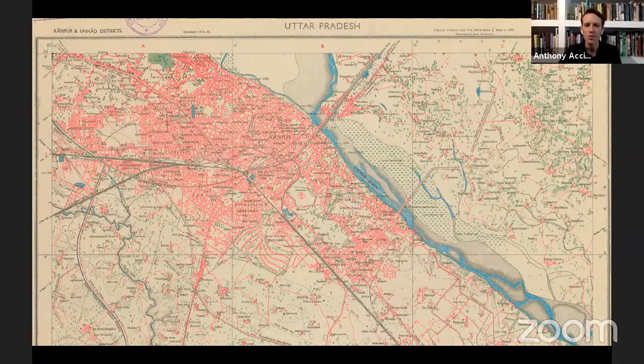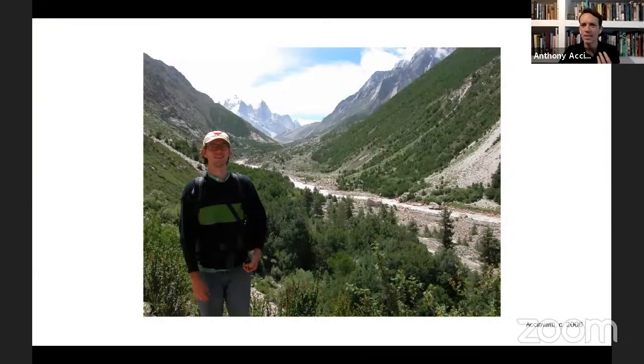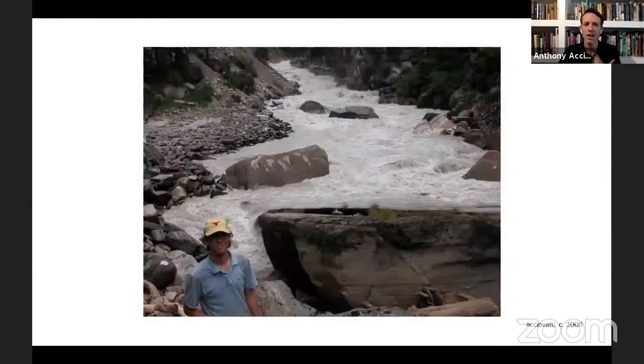So these are just a few photos of me in the Himalayas, and then also in the Gangetic Plains, being my own barefoot cartographer. And I show you this photograph of me here, not because of how bad I look with long hair.